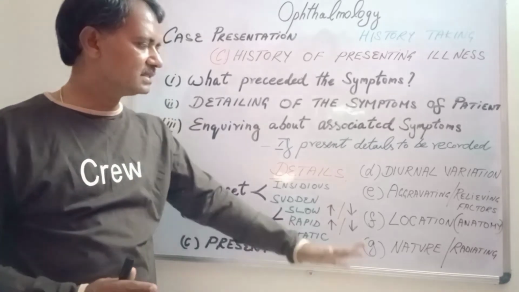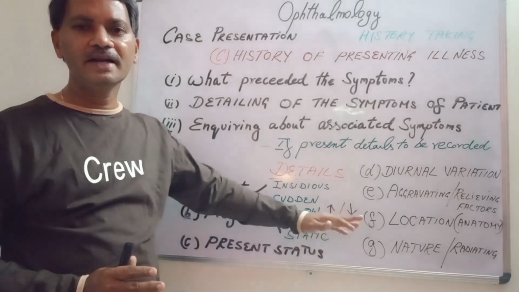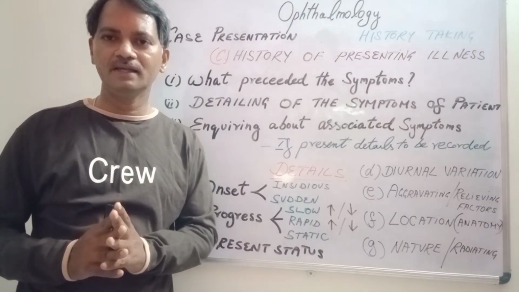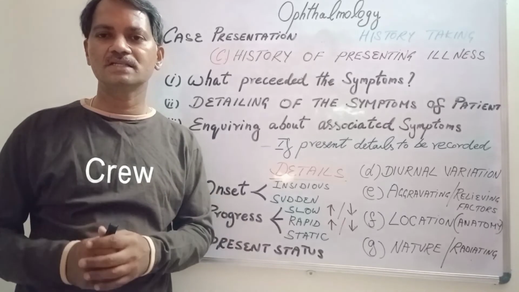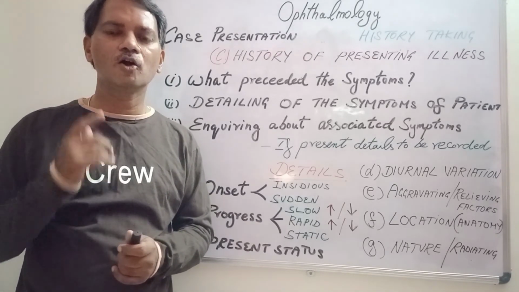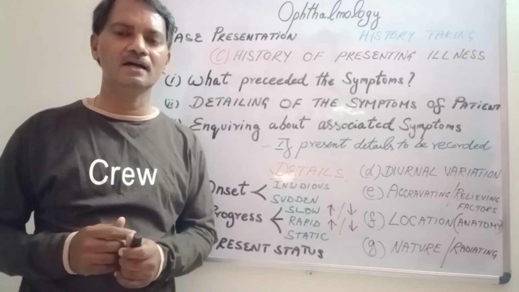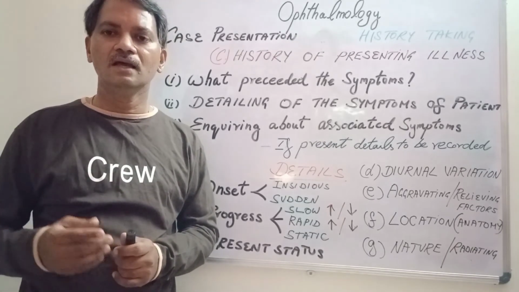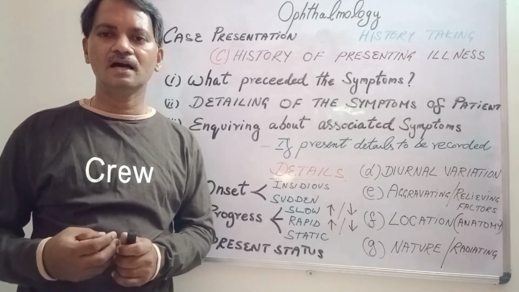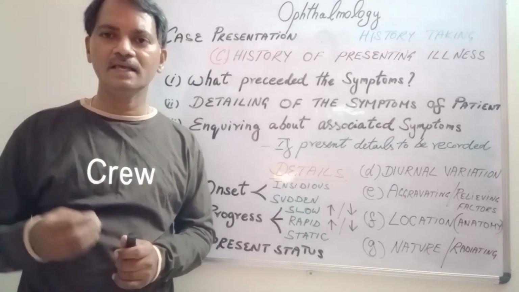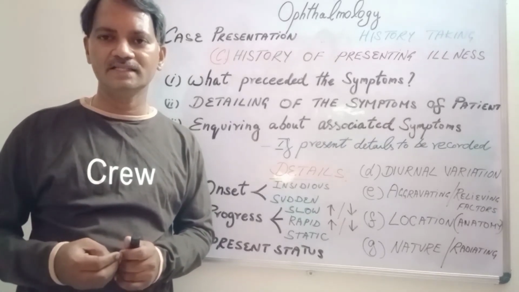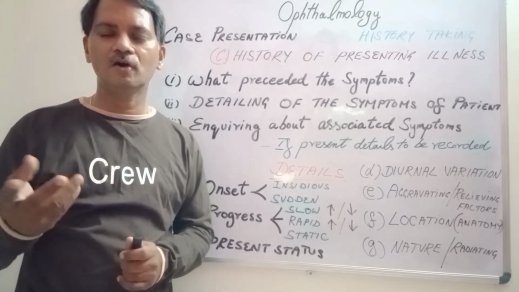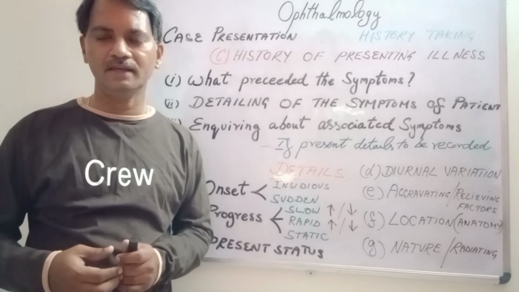Next is the referred or radiating problems. Suppose the patient is having pain in the eyes. Sometimes a patient may say the pain is also present in his tooth area, pain is also present in his ear area, because these areas are supplied by the same nerve, that is the trigeminal nerve. It is called as the referred pain, or it may be called as a radiating type of pain.